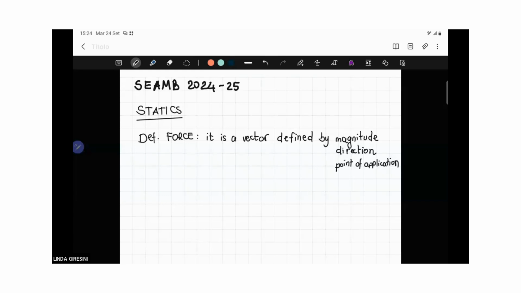So we generally define a vector with a force, with an arrow like this. F is the vector. And the symbol is with an arrow at the top of the letter, which can be F or P, for example, or Q or any other letter. Generally, it's a capital letter.